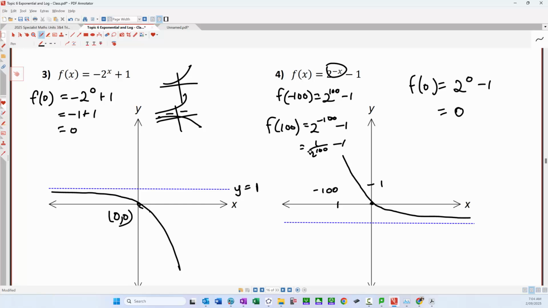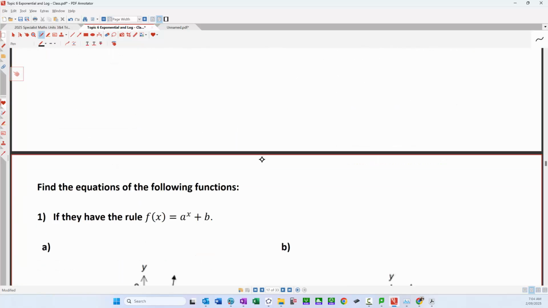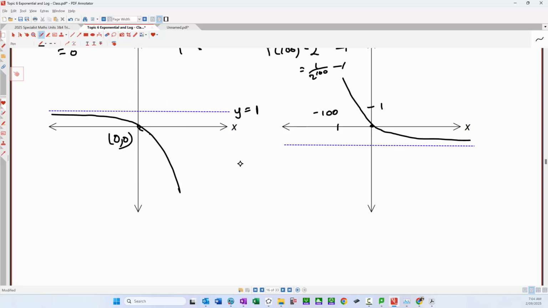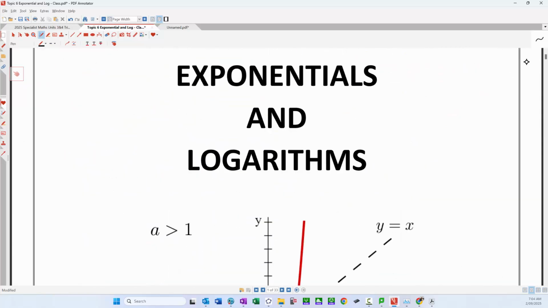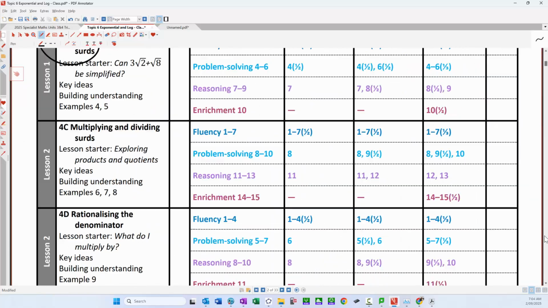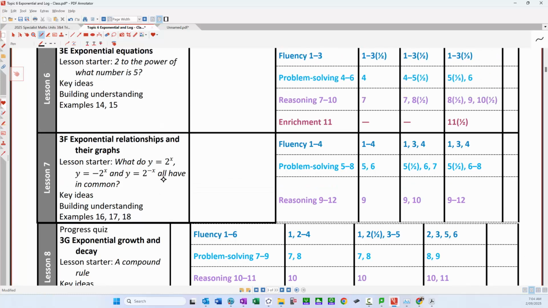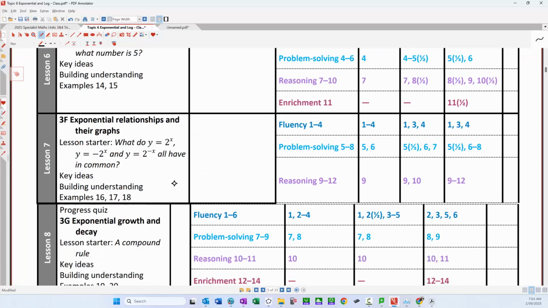All right. So there's a few graphs. Okay. What I'm going to get you to do now is to practice sketching on your own. The questions I'm going to get you to do are these ones here, 3F. All right. So use the opportunity to get some work done, and I'll catch you guys later on in the week.